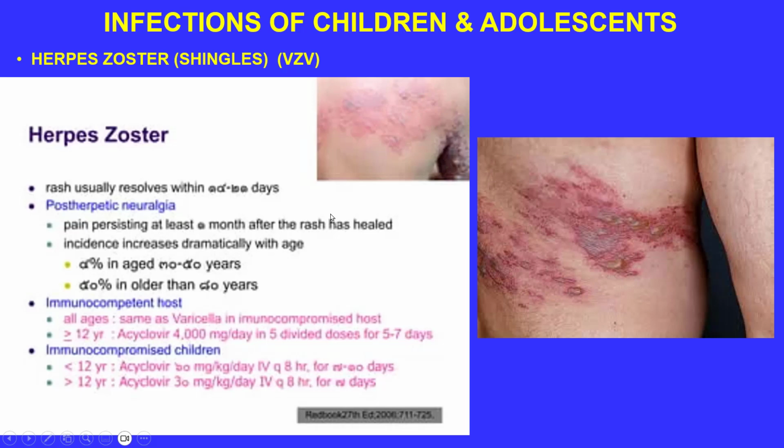This is a rash that will resolve itself within so many days. The problem is that the pain may persist to last at least a month after the rash is healed. And the incidence increases dramatically with age. There is one other group that may be at risk for shingles if they've had previously chickenpox, and that is the immunocompromised or immunocompetent individuals.